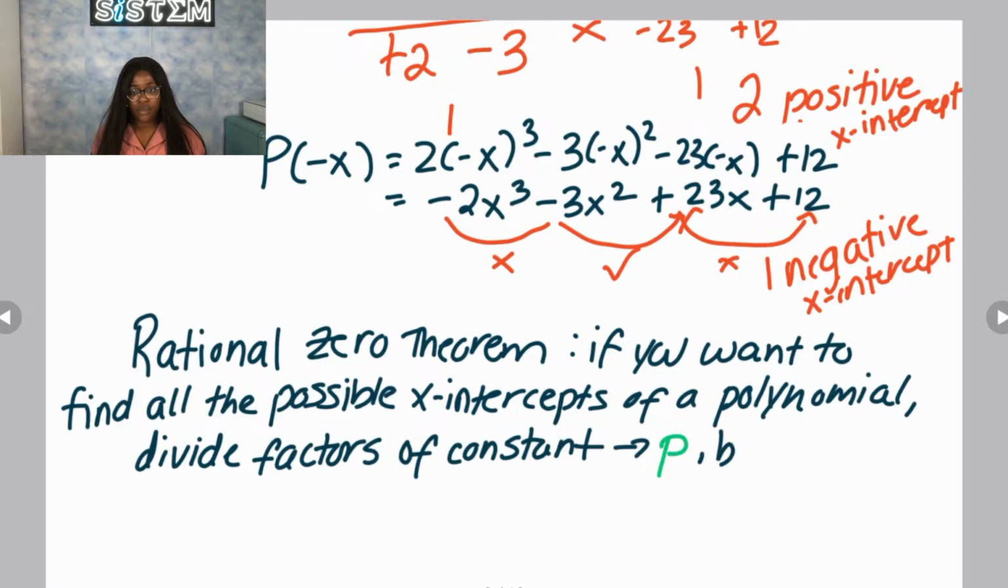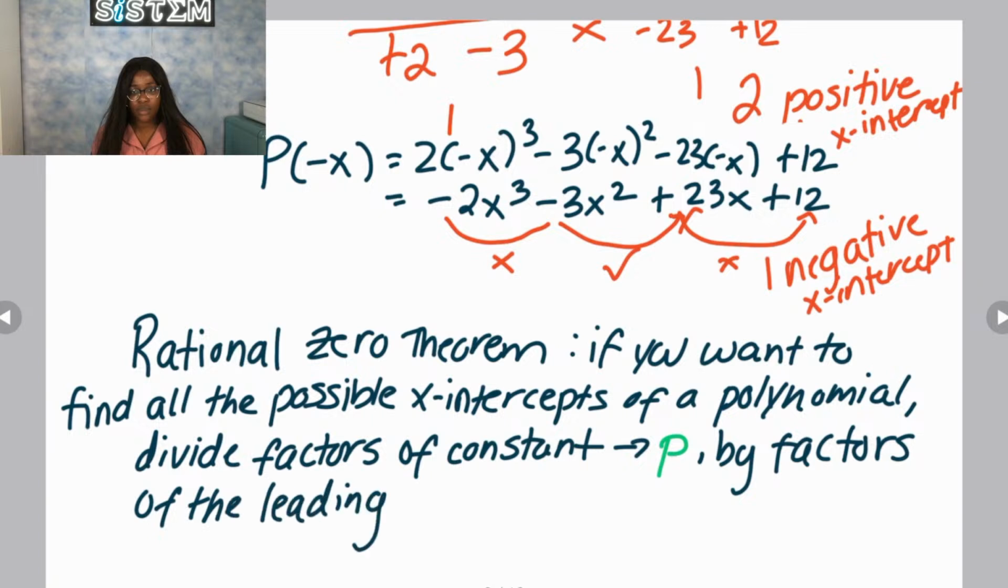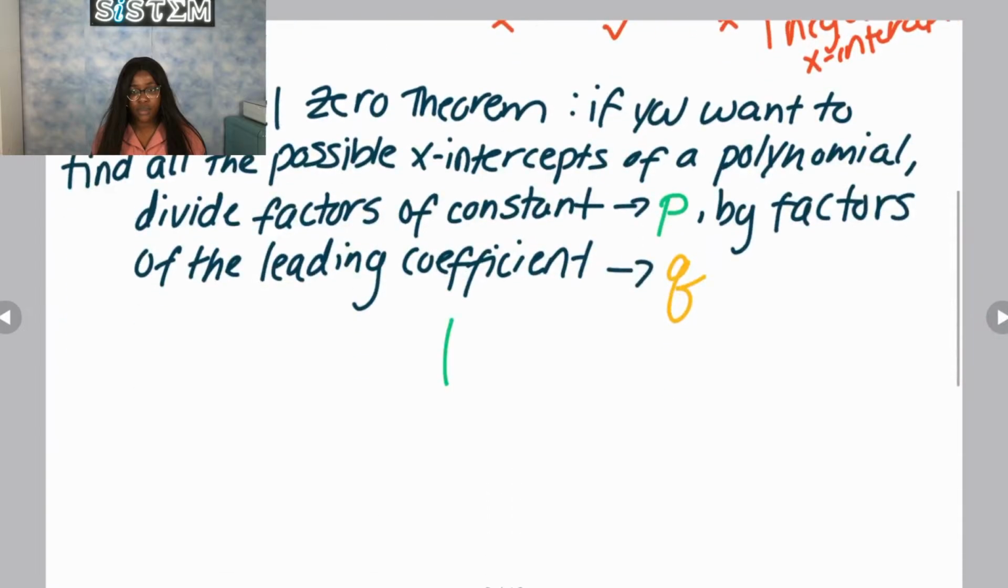P, by factors of the lead coefficient. And this one is Q. So all it's saying is P divided by Q.